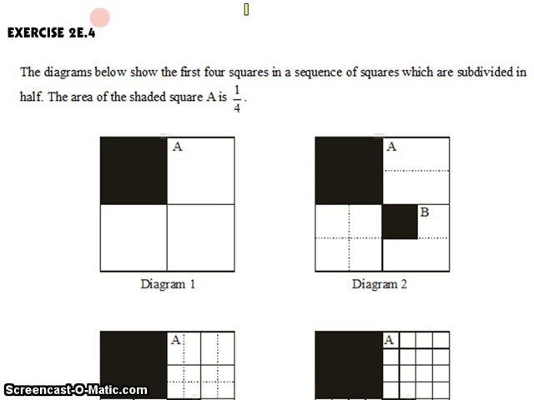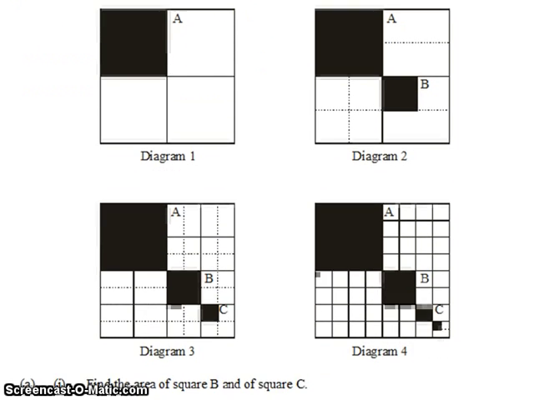In this question, we're given the first four squares in a sequence of squares which are subdivided in half. We're told that the area of square A here is 1/4. So what we can assume here is that the whole box has an area of 1, and this is 1/4 of the whole box. Taking a look at diagram 2, we see that the opposite quarter is then divided into quarters, one of which is shaded. And the pattern continues into diagram 3. The lowest quarter is divided again into quarters and one is shaded. And again.